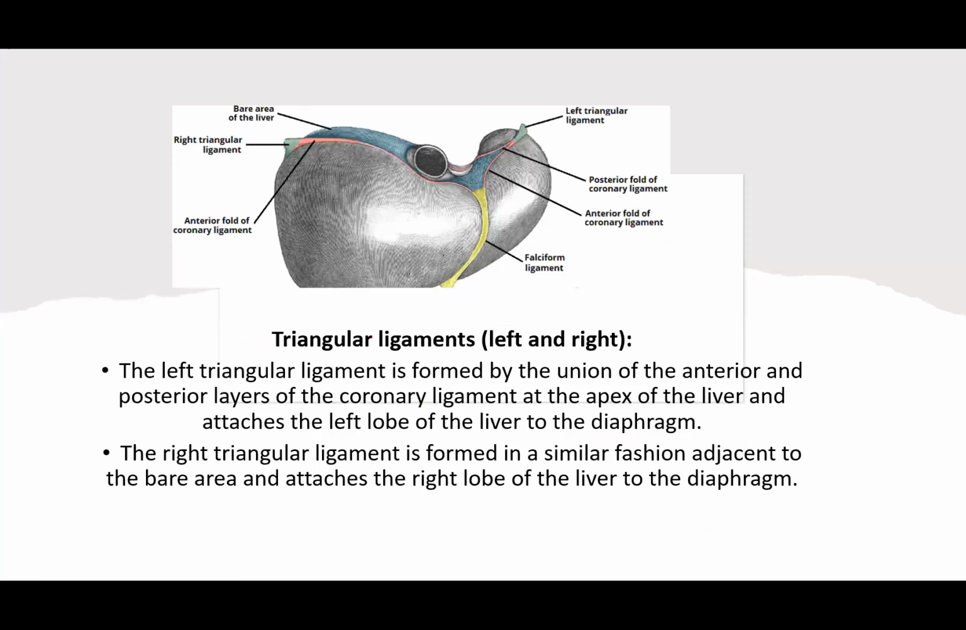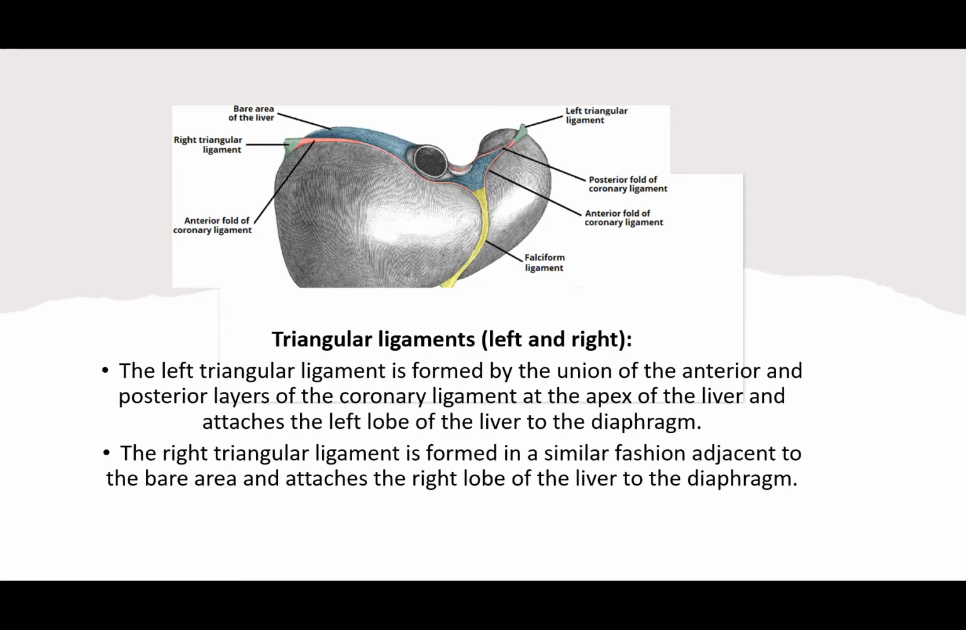The triangular ligament has both the left and the right triangular ligament. The left triangular ligament is formed by the union of the anterior and posterior layers of the coronary ligament at the apex of the liver and attaches the left lobe of the liver to the diaphragm. The right triangular ligament is formed in a similar fashion adjacent to the bare area and attaches the right lobe of the liver to the diaphragm.